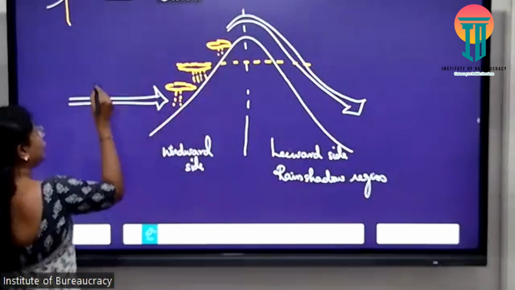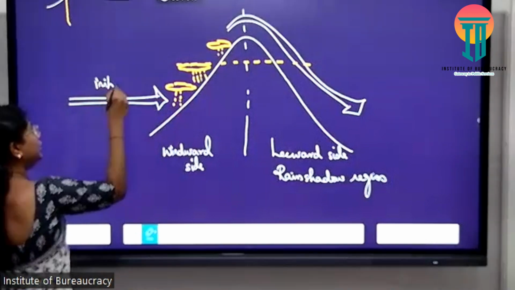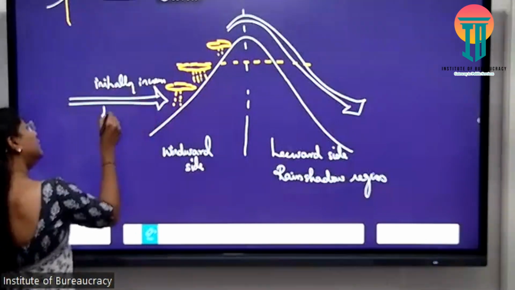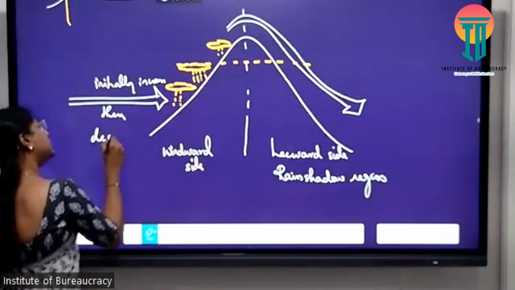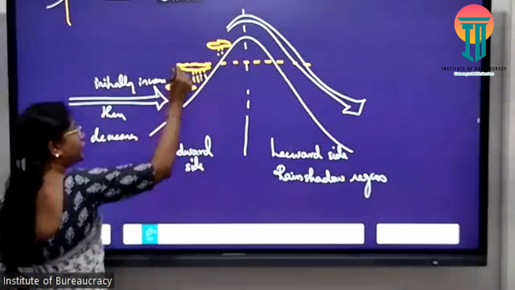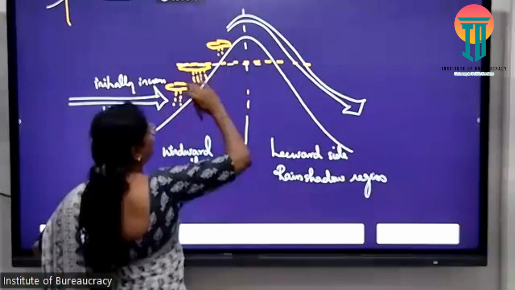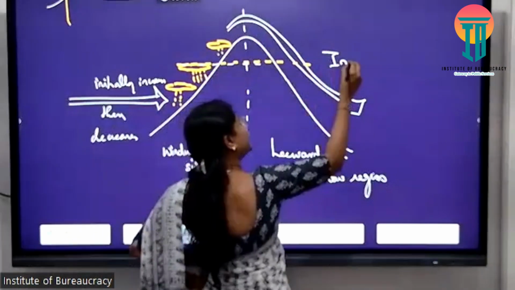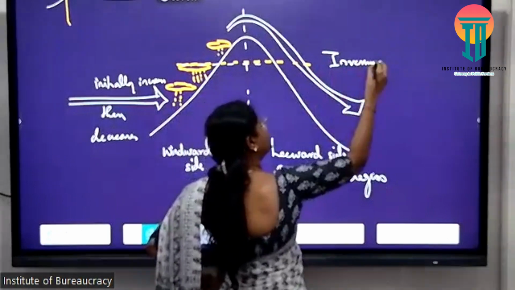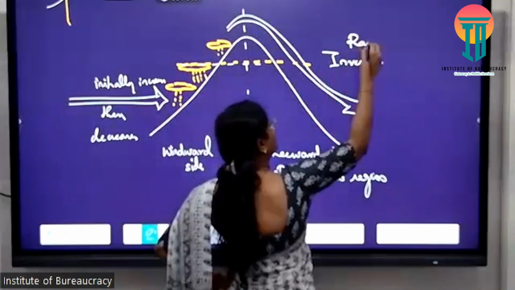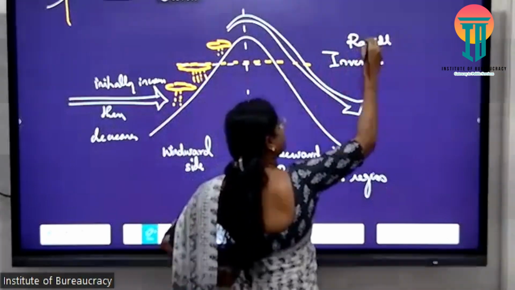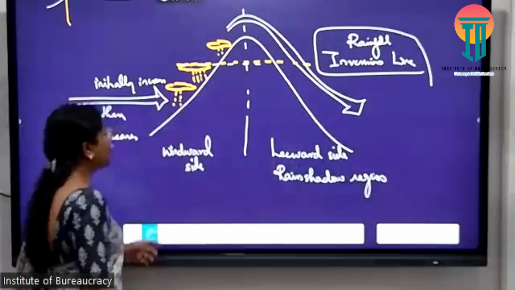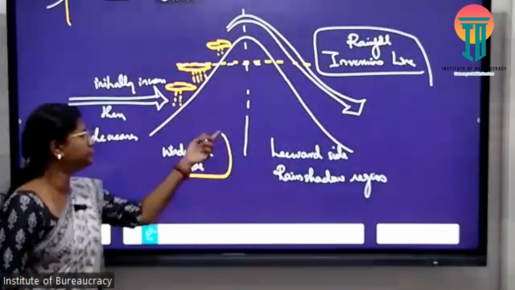So rainfall initially increases, then decreases. This particular line where the rainfall starts to decrease is known as the rainfall inversion line. It is seen on the windward side of the mountain.